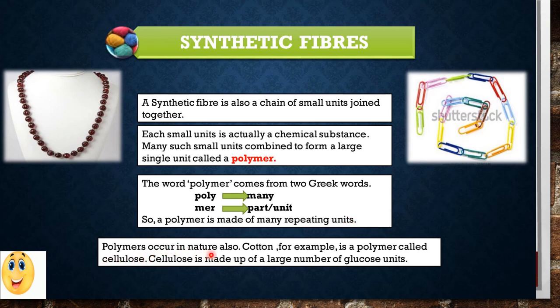And polymers occur in nature also. Cotton, for example, is a polymer called cellulose. Cellulose is made up of a large number of glucose units.